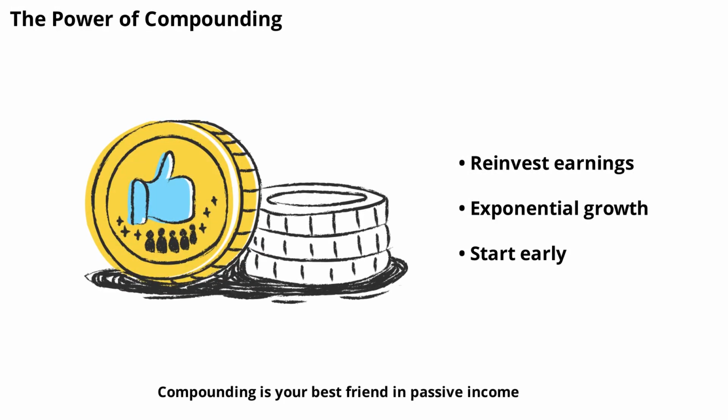Compounding is your best friend in passive income. Reinvesting your earnings leads to exponential growth over time. Whether it's dividends, rental income, or digital sales, the more you reinvest, the faster your wealth grows. Start early and let compounding work its magic.